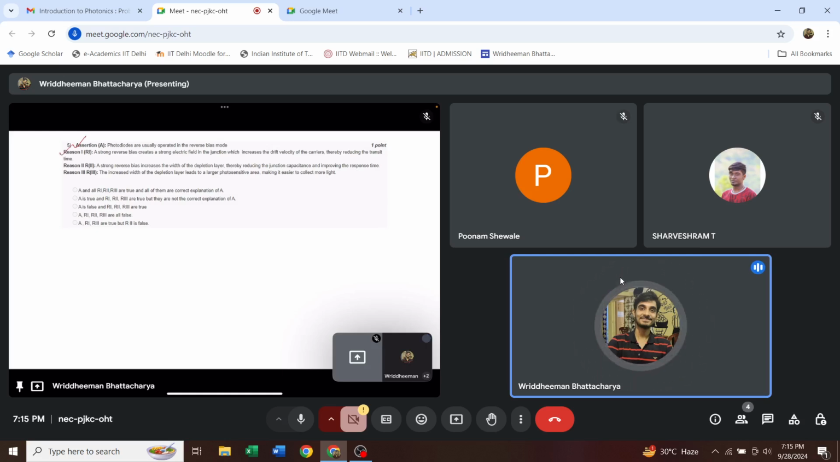Reason 2, a strong reverse bias increases the width of the depletion layer, thereby reducing the junction capacitance and improving the response time. This is also correct. These are all statements which were discussed by sir in the sessions. Reason 3 says the increased width of the depletion layer leads to a larger photosensitive area, making it easier, obviously. So these three reasons are correct, and they are also the correct explanation for the assertion. So the first option will be the correct one.